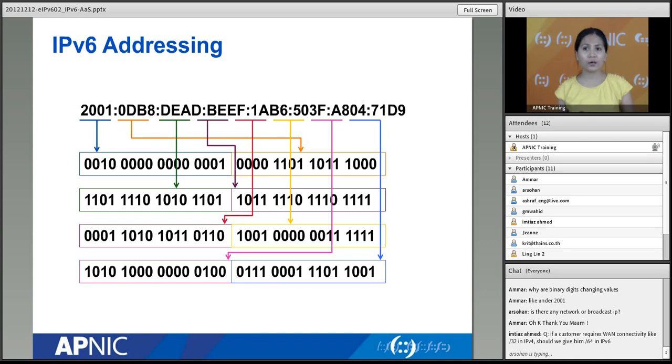Another question coming in is, if a customer requires one connectivity like /32 in IPv4, should we give him a /64 in IPv6?